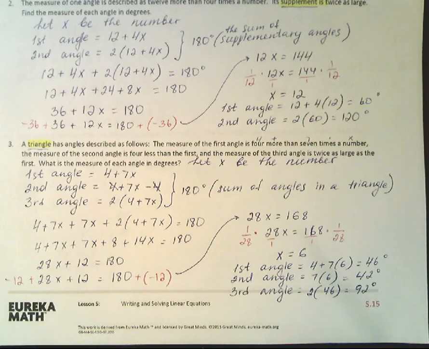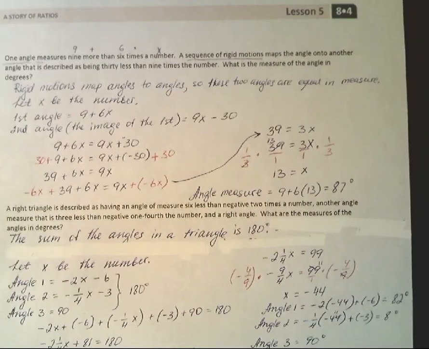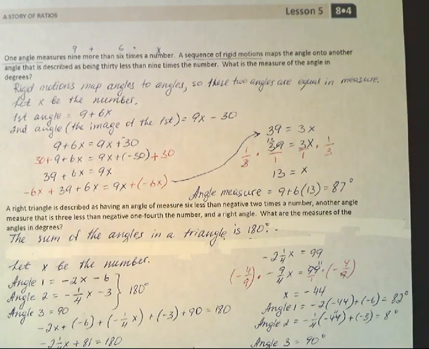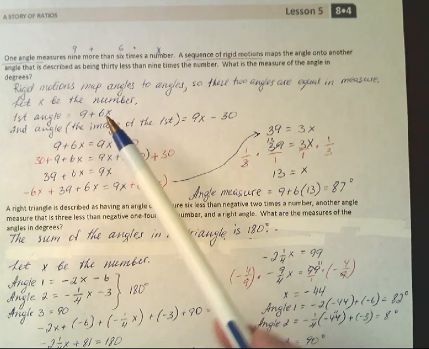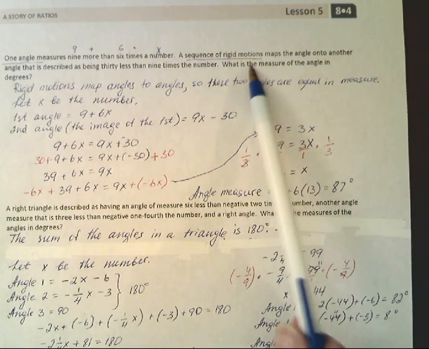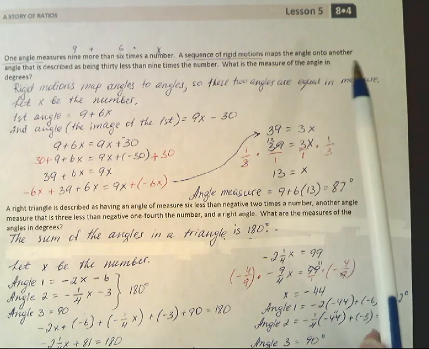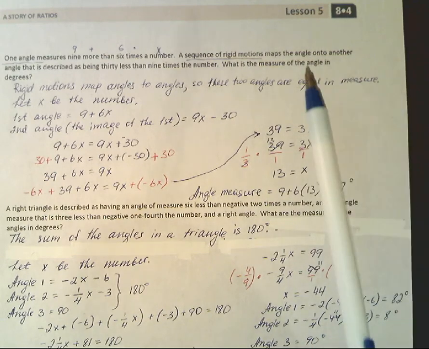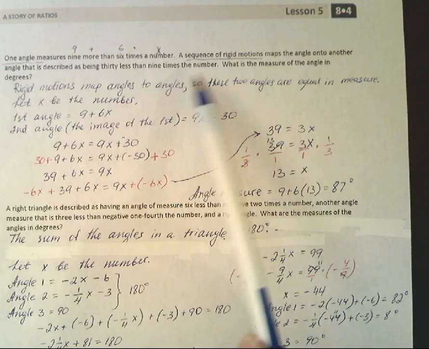Okay, so if you think this is hard, these are the three other problems that make it even harder. Okay, so number 4. One angle measures 9 more than 6 times a number. So again, a number will be x. 9 more, 9 plus, 6 times a number, 6x. So 9 plus 6x. Then we have a sequence of rigid motions that maps the angle onto another angle that is described as being 30 less than 9 times the number.